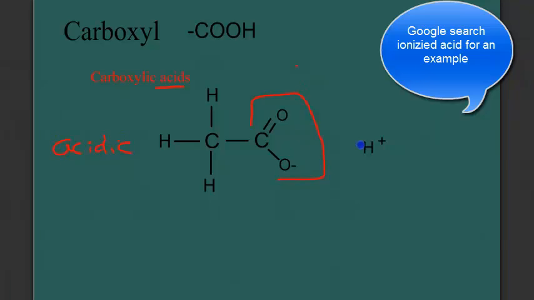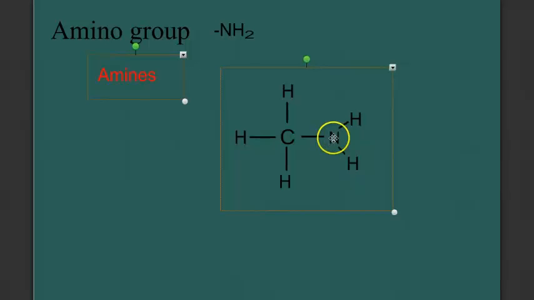Our next functional group is the amino group, which we draw NH2, or we designate NH2. It makes up a class of molecules called the amines. When you add an NH2 to a hydrocarbon, you make it into the amine family. When we draw this structurally, it's an N. Here's a hydrocarbon with an N and two H's on it, so NH2.